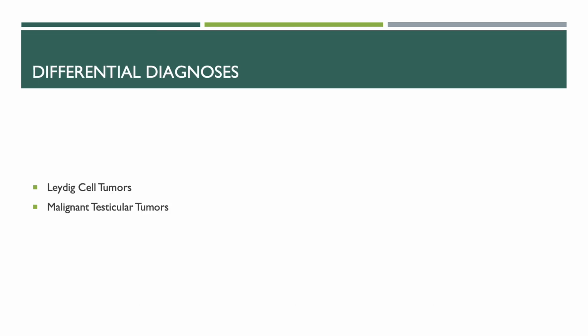The differential diagnoses for testicular adrenal rest tumors are Leydig cell tumors and malignant testicular tumors. However, these tend to be unilateral, located anywhere in the testicle rather than mostly at the hilum, and they also tend to have mixed echogenicity.